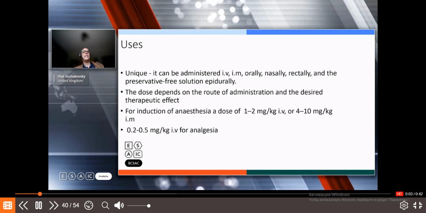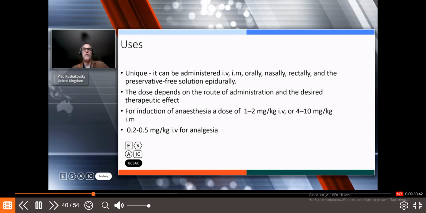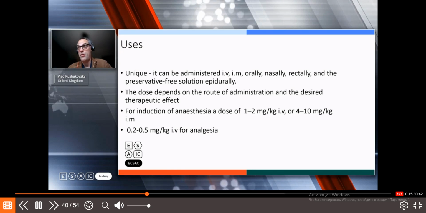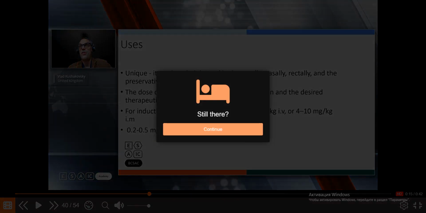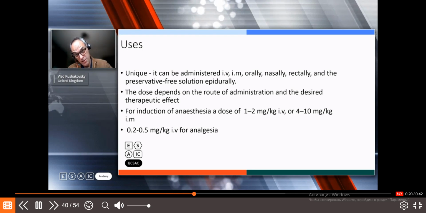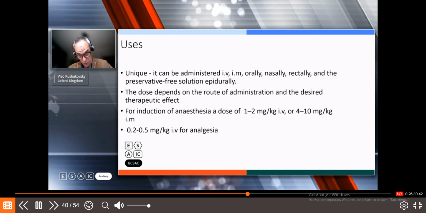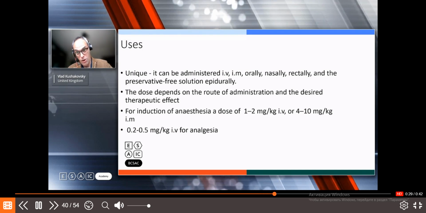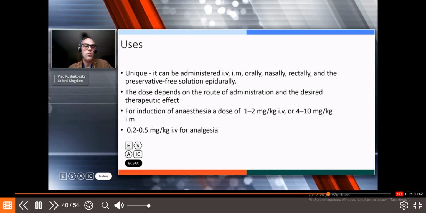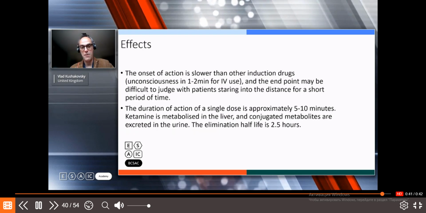It is absolutely unique from the IV anesthetic agents for many reasons, but one of the reasons is that it can be administered intravenously, intramuscularly, orally, nasally, rectally, and the preservative-free solution epidurally. The dose is very much dependent on the route of administration and the desired therapeutic effect. For induction of anesthesia, a dose of 1 to 2 milligrams per kilogram intravenously or 4 to 10 milligrams per kilogram intramuscularly. Significantly smaller doses of 0.2 to 0.5 milligrams per kilogram IV are used for analgesia.